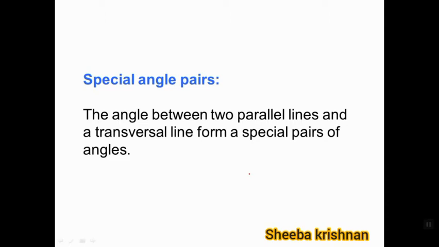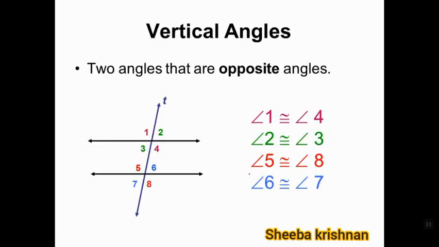Special angle pairs. The angles between two parallel lines and a transversal line form special pairs of angles. First one, vertical angles. Two angles that are opposite angles. Let us see. Consider this angle 1. The opposite of angle 1 is angle 4. So angle 1 is opposite to angle 4. These are vertically opposite angles. So angle 1 is equal to angle 4. Whatever the measure of angle 1, it is equal to angle 4.